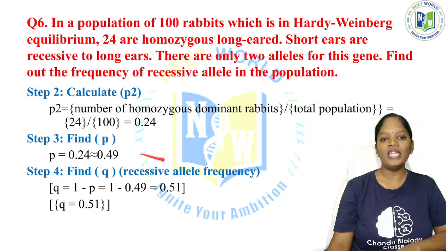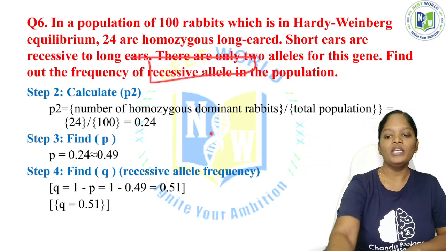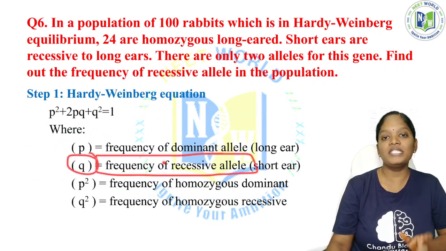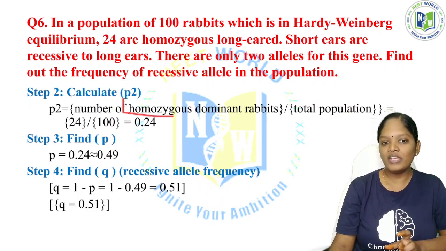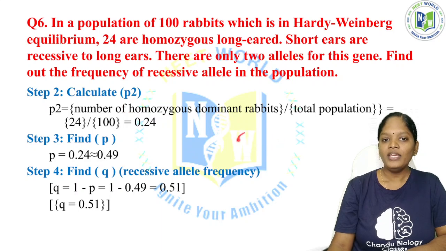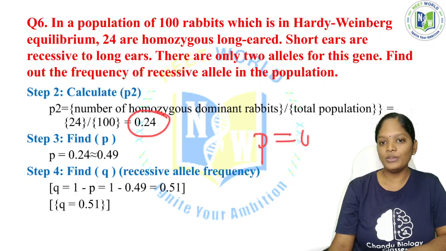Now we have to identify the recessive allele frequency. How can we denote this? q square, which means q. Here the question has given the homozygous dominant, that is p square. Now we have to identify what is p. If p square is equal to 0.24, p is equal to 0.49. It is approximate data.